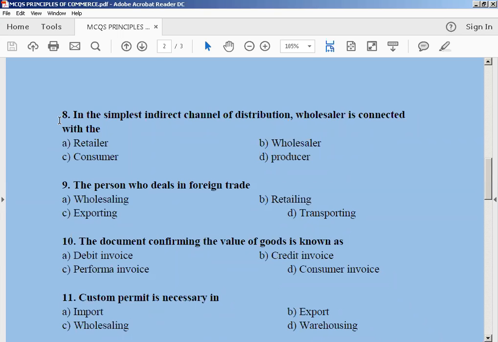Then number 9, the person who deals in foreign trade is called. A, wholesaling; B, retailing; C, exporting; and D, transporting. Now number 10, the document confirming the value of goods is known as A, debit invoice; B, credit invoice; C, proforma invoice; and D, consumer invoice. MCQ number 11, customs permit is necessary in A, import; B, export; C, wholesaling; D, warehousing. These are your MCQs number 8, 9, 10, 11, and you have to choose the appropriate answers.